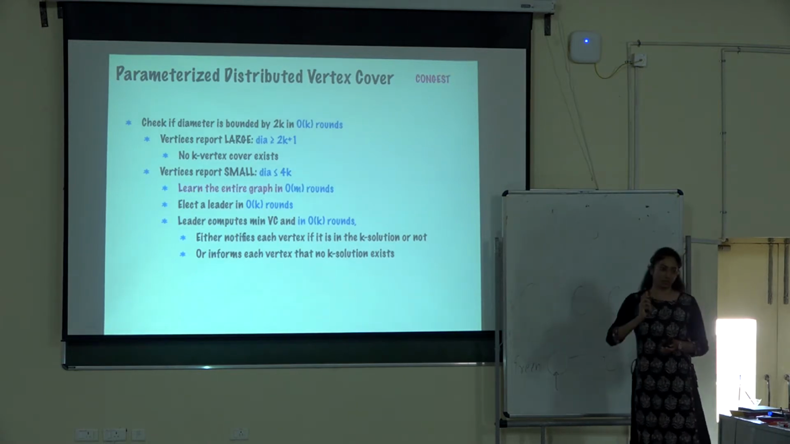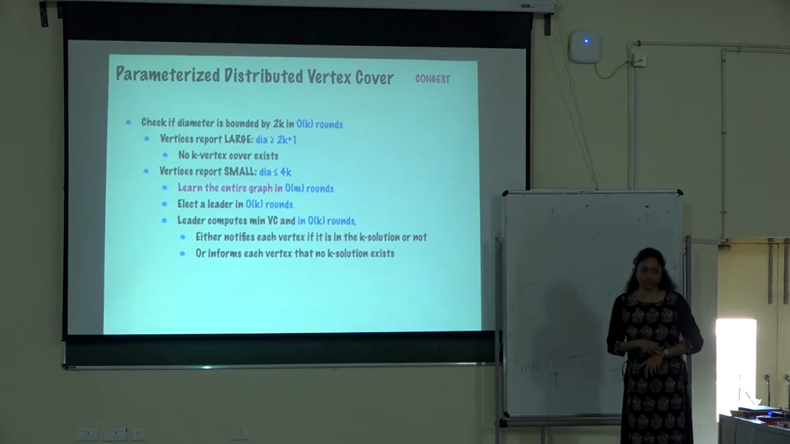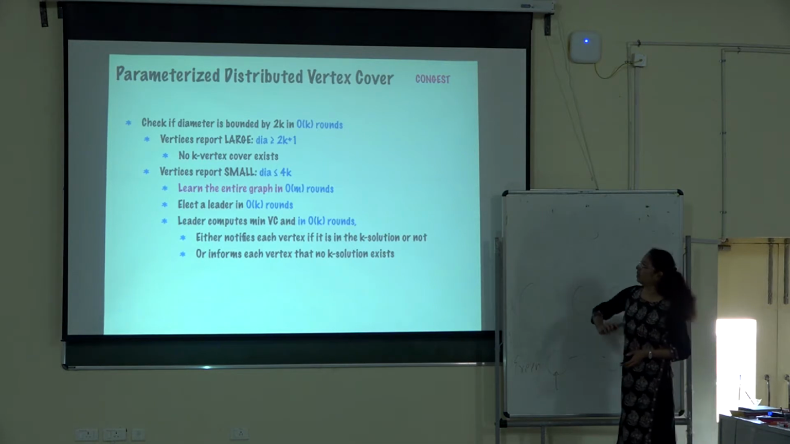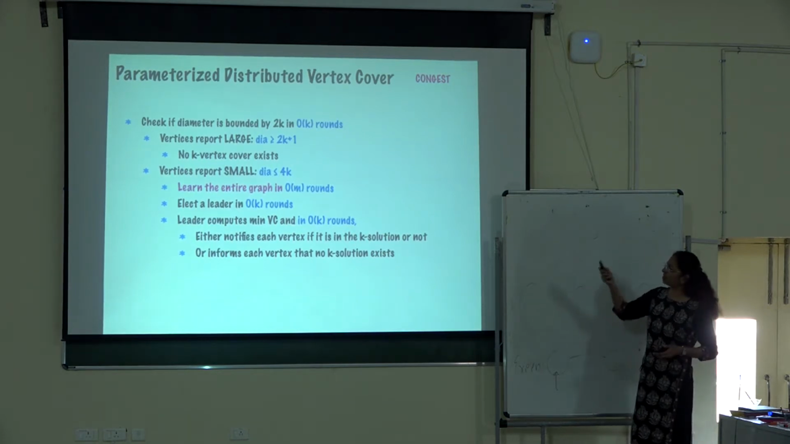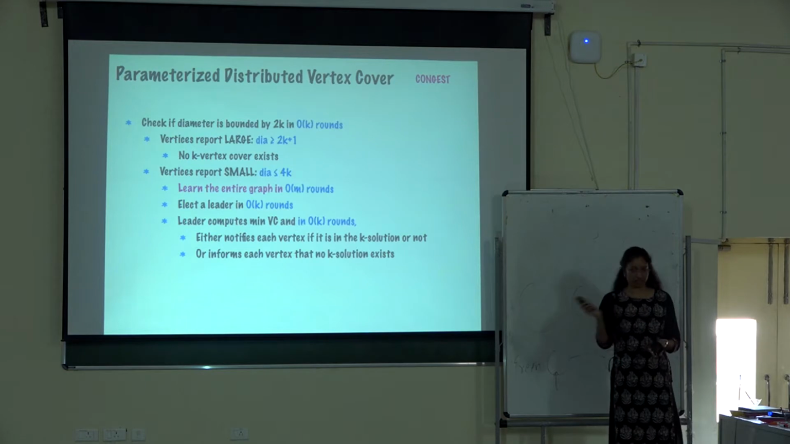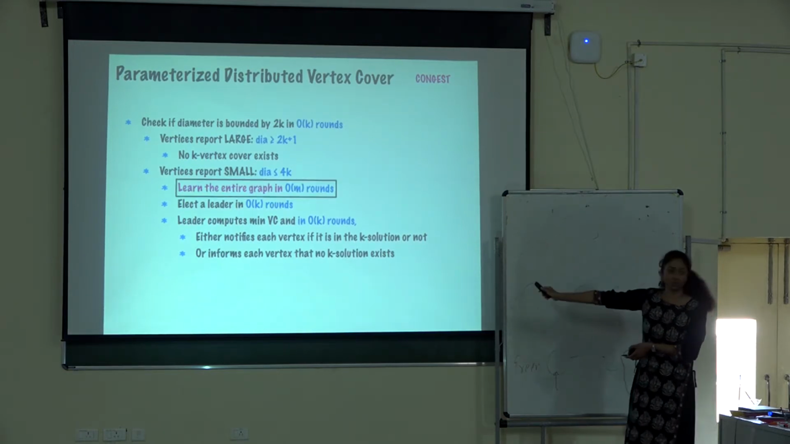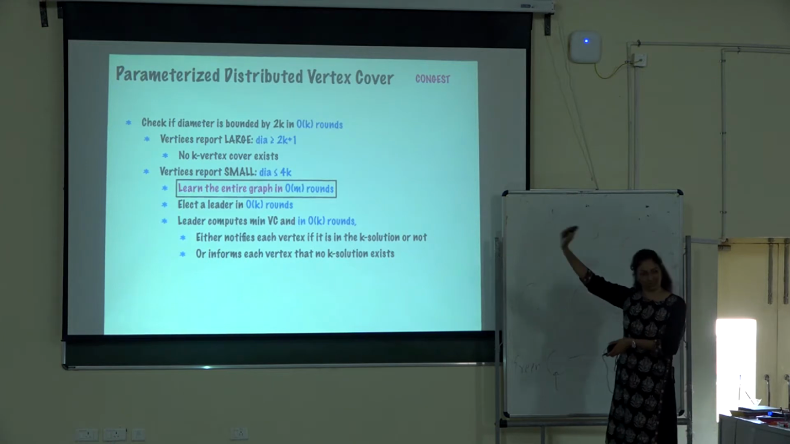Now let's come to the congest model. This will be the remaining part of the talk, and this is where we use the parameterization. So why can't we adopt the algorithm that we mentioned in the previous slide for the congest model also? There's just one step. Everything else will still go through, with all the steps at the same time complexity.